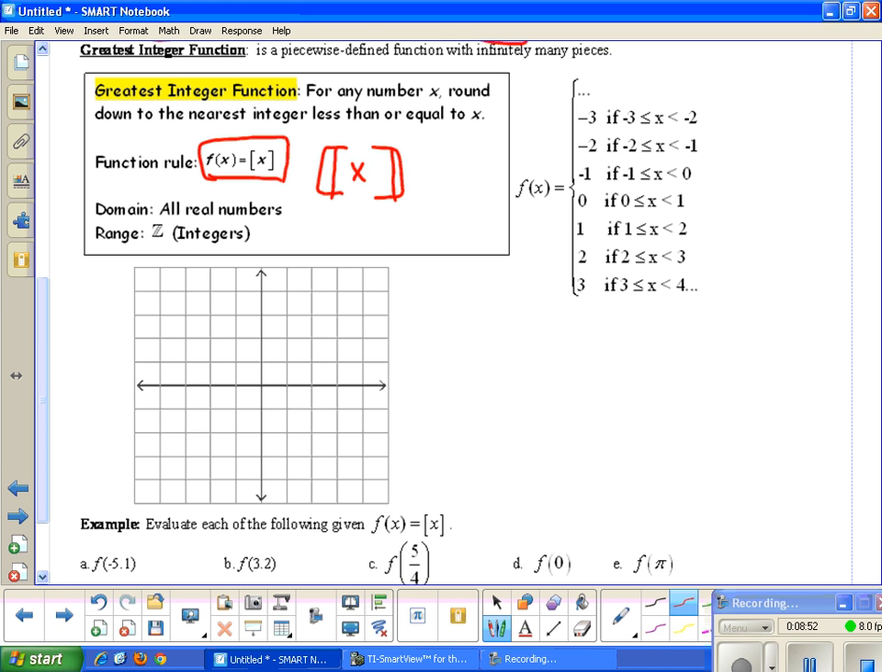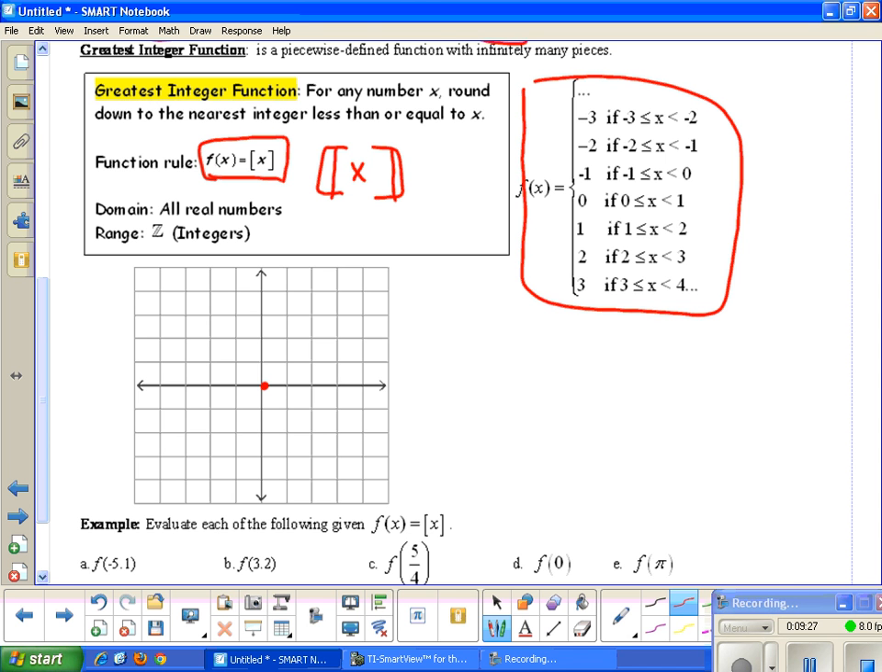For the greatest integer function, the domain is all real numbers, so you can plug anything in for x. However, your range or your output is going to just be integers because you're rounding down to the nearest integer. If we were to write a rule for the function, the rule for the function would look like this over here. So if I want to think about graphing the greatest integer function, if I, let's say, start at 0, well, 0 rounds down to 0 because it's already an integer, and I can be equal to 0, so I have a closed circle here at 0.